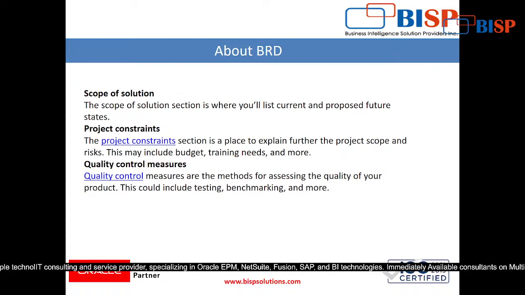Then comes project constraints. Project constraints means the place where you explain further the project scope and risk. This may include budget, training need, and more. For example, they have added one additional section.